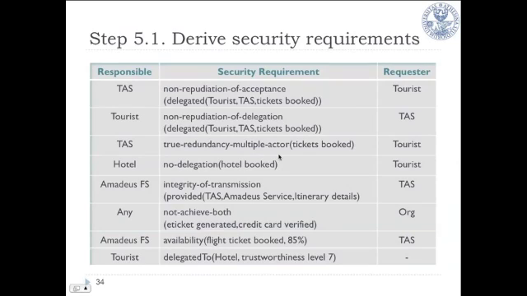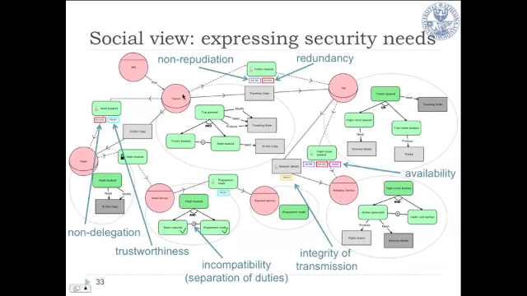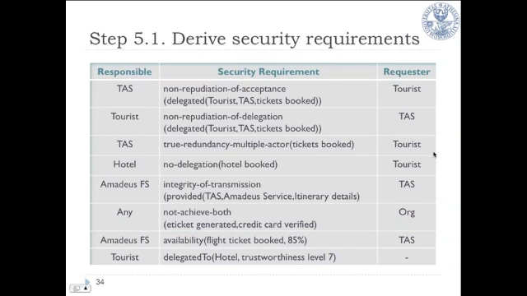If we consider redundancy, or for instance, no delegation, to refer to this example, when the tourist expresses no delegation when delegating this goal to the hotel, the hotel is the party that is responsible to satisfy this requirement, whereas the tourist is the requester, as shown also here in this table. So the hotel is the responsible party to satisfy no delegation. Similarly, we do this for all the security needs that are expressed.